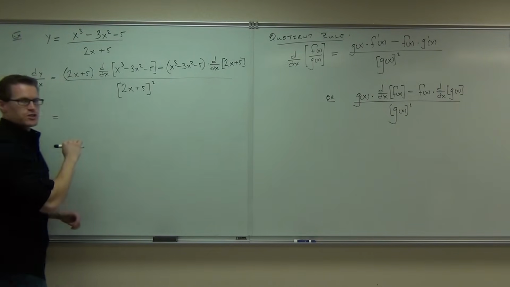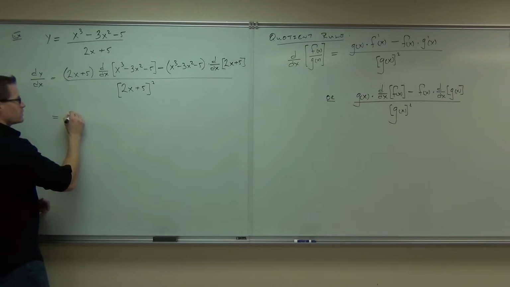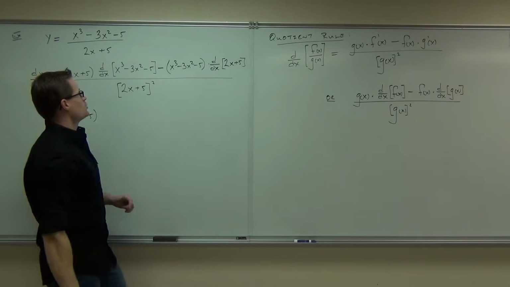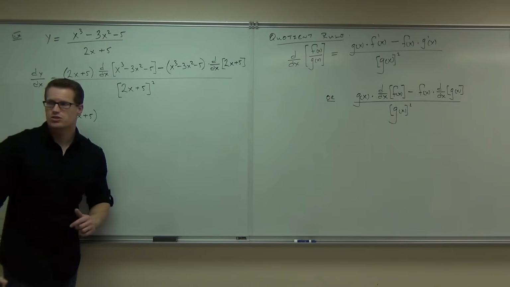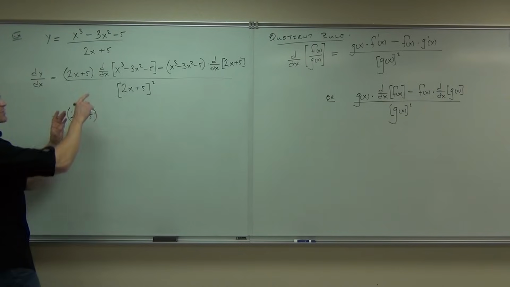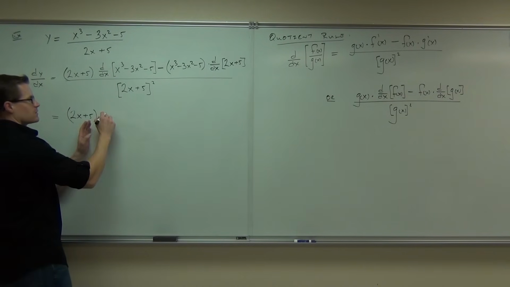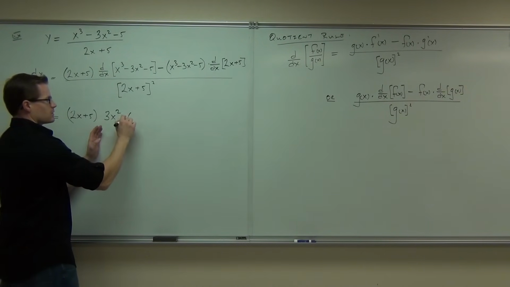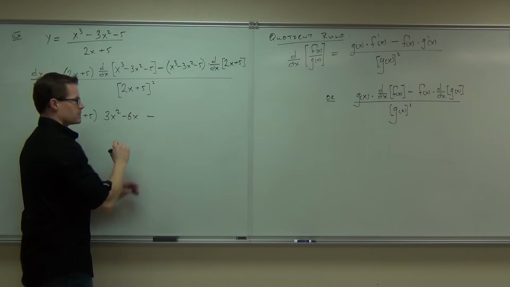Does the 2x plus 5 change? Does the x cubed minus 3x squared minus 5 change? Follow the d/dx, follow the derivative. Everybody, what is the derivative of this, please? 3x squared minus 6x. So far, so good?